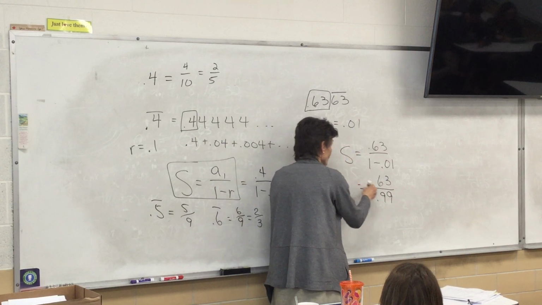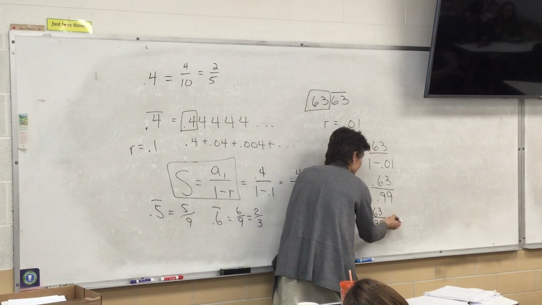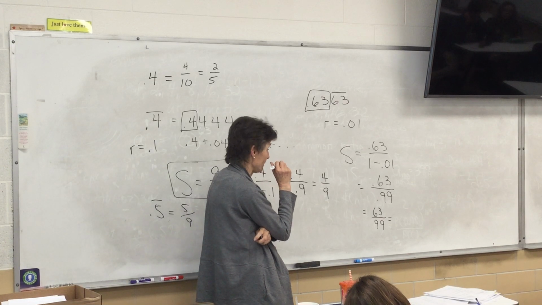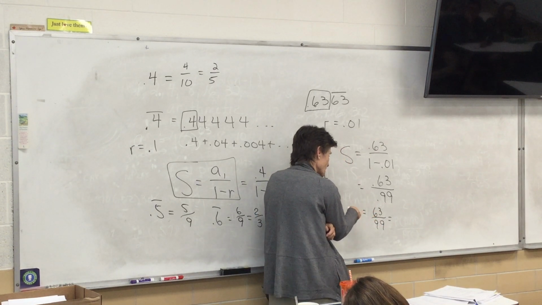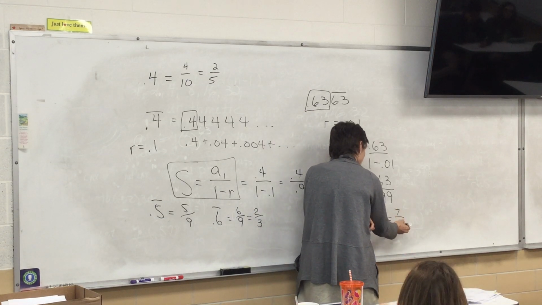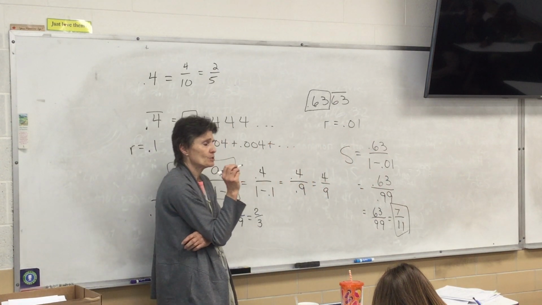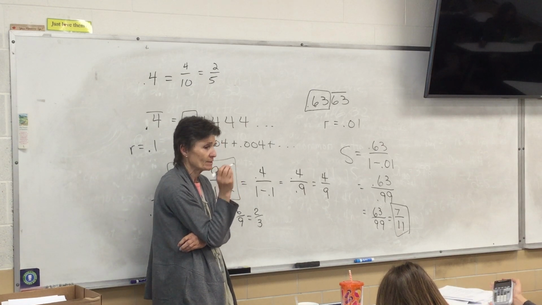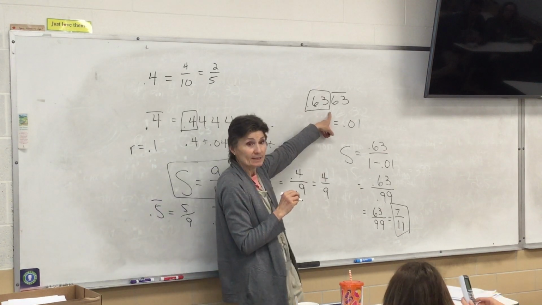You're allowed to move the decimal point the same number of places. So this is just going to be 63 over 99, which reduces to what? Let's see, 9 goes into both of those, right? So 9 goes into them, 7 and 11. Take your calculator and do 7 divided by 11. Just 7 divided by 11. What's it say? Does it say that?